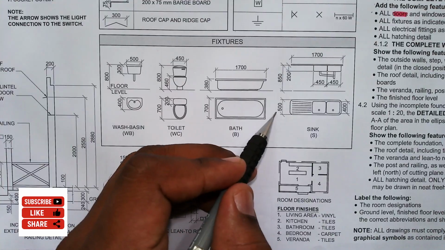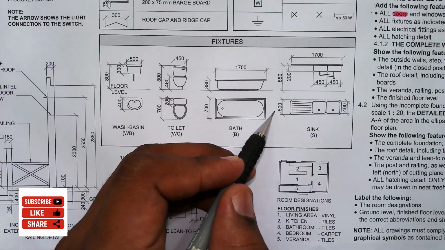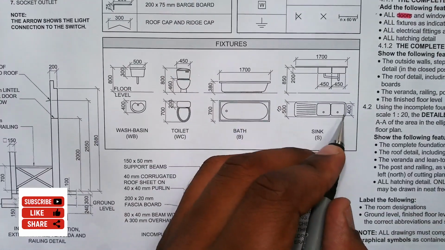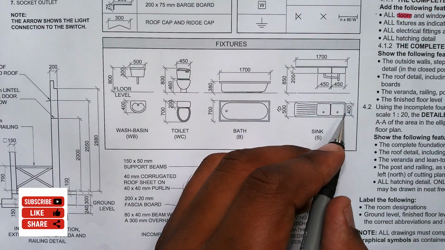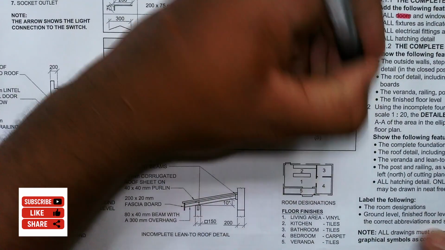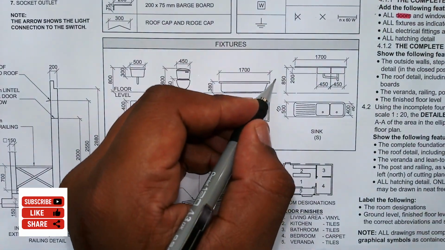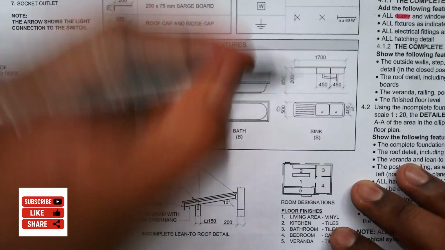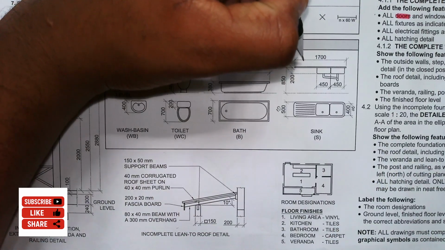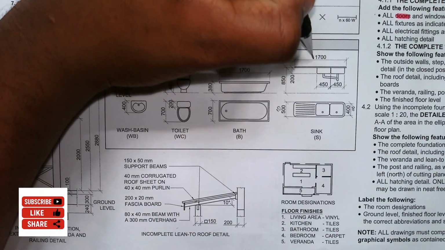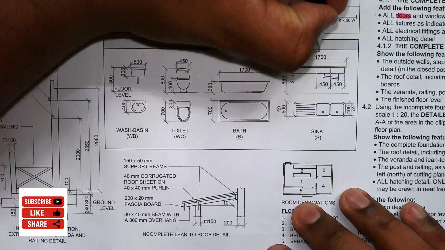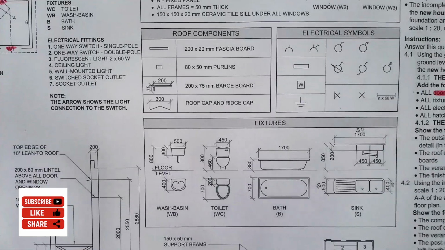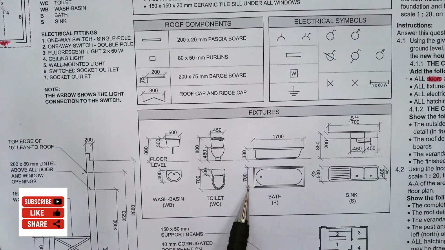So I'll just quickly convert the dimensions to scale. So 500 divided by 50, it's 10. So I have 10 there. 400 divided by 50, it's 8. 850 divided by 50. This one is not important. I must convert that one up there. 1700 divided by 50, it's 34. What else? That's it. I'll also convert the dimensions for the bath.